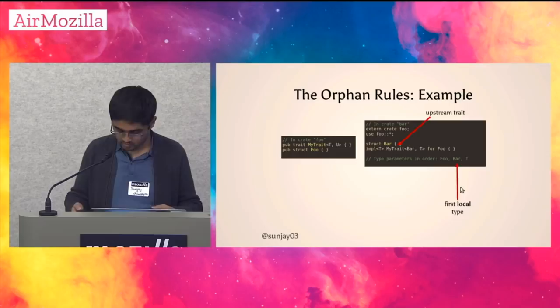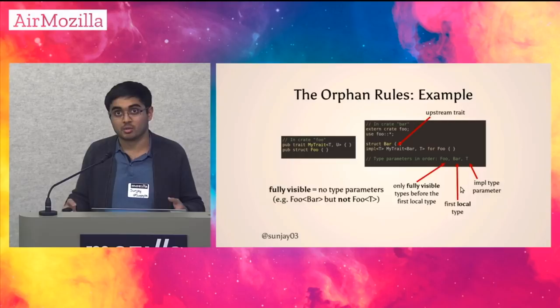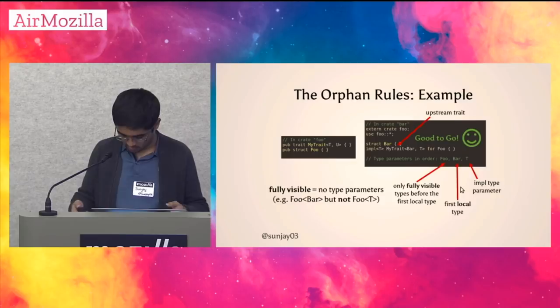And once we find that, we need to check every type before it to make sure that those types don't contain any of the type parameters of the impl. The term we're going to use for types that don't contain any of the impl type parameters is fully visible. And you'll see why that is in a few minutes. But a fully visible type is made up of types that are completely known to us and can't be filled with some other type later. This is all we need in order to check that this impl is good to go.